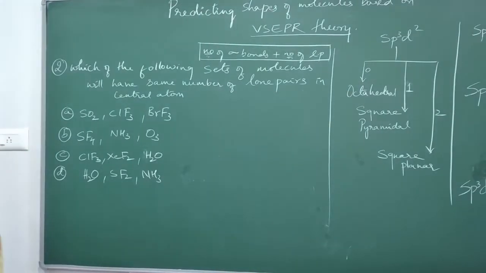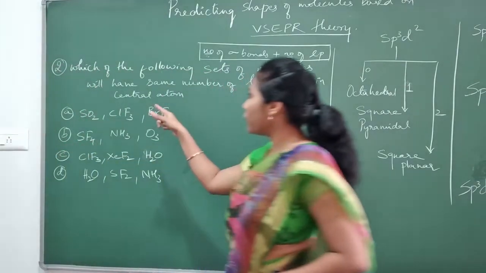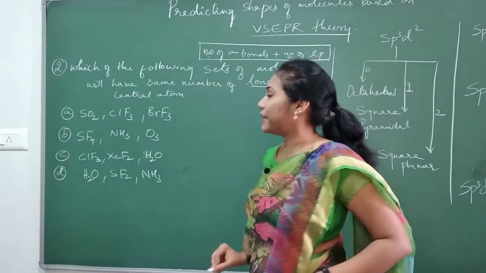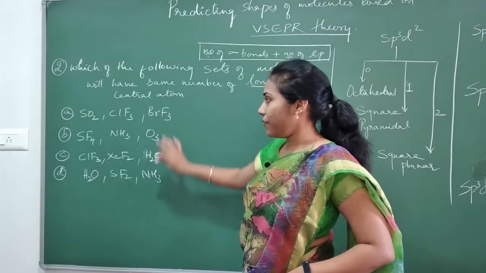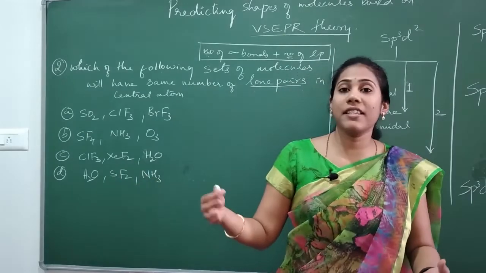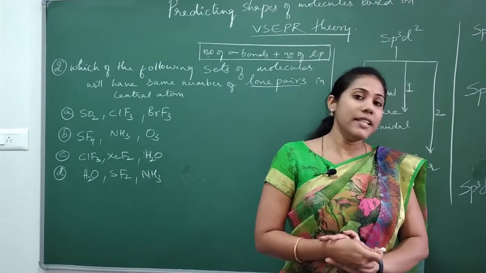We'll go for the second question. Very simple one, yet very, very important. Which of the following sets of molecules will have the same number of lone pairs in the central atom? Okay, so they have listed certain molecules in every option. So which of the options has the same number of lone pairs in the molecules? That is what we have to select.